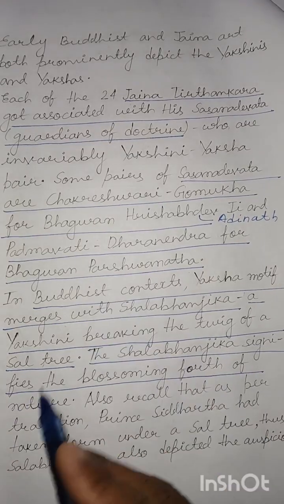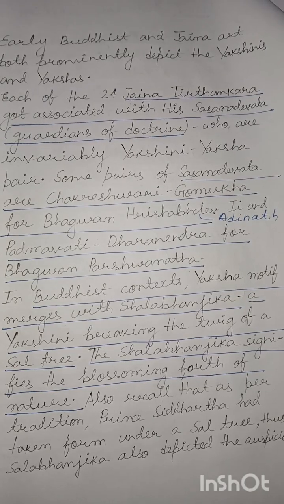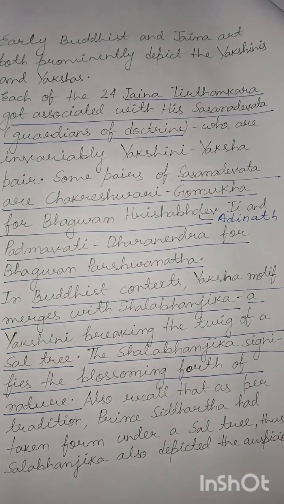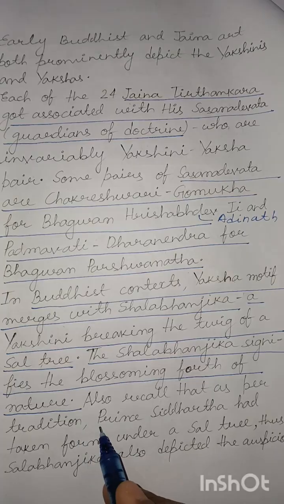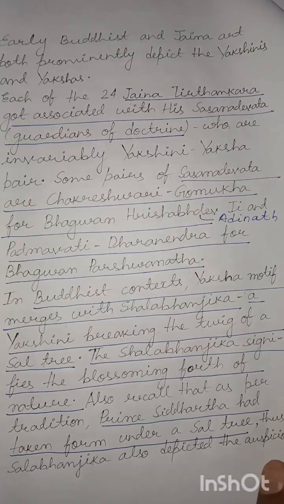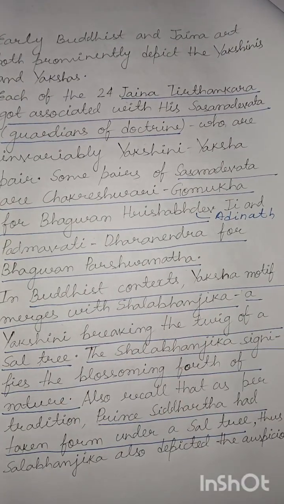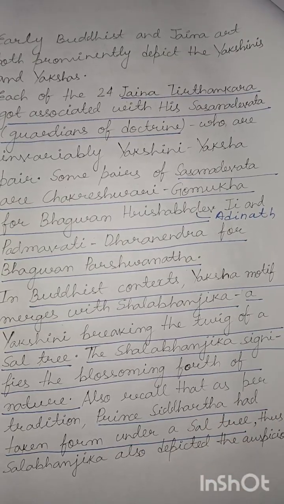We would repeat it, as we have pointed out that the yakshas were often considered nature spirits. The same functionality carries forward with Shalabhanjika. The Shalabhanjika signifies the blossoming forth or the blooming of nature. Also, recall that, as per tradition, Prince Siddharth had taken form under a sal tree. So the point is, the motif of Salbhanjika, who was initially a Yakshini, also depicts the exact moment when Prince Siddharth was born. And as the tradition goes, Prince Siddharth was born under a sal tree.